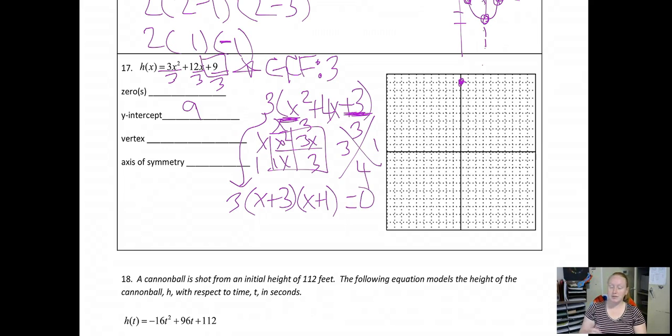I'm going to set this equal to 0 to get my x-intercepts or my zeros. So I get 3 equals 0. You need to tell me that's irrelevant. I get x plus 3 equals 0, so I get x equals negative 3. And I'll get x plus 1 equals 0, so I'll get x equals negative 1. So I get x equals negative 3, negative 1. Okay. So I have negative 3, negative 1 on my graph.